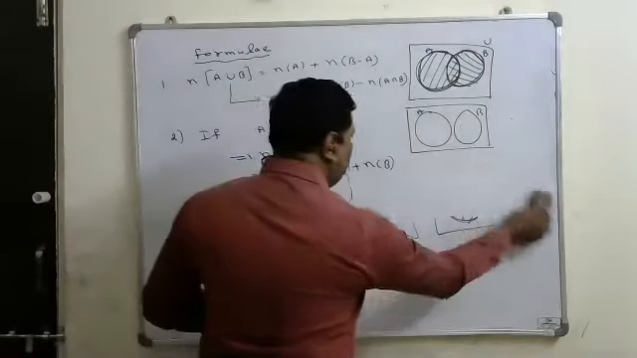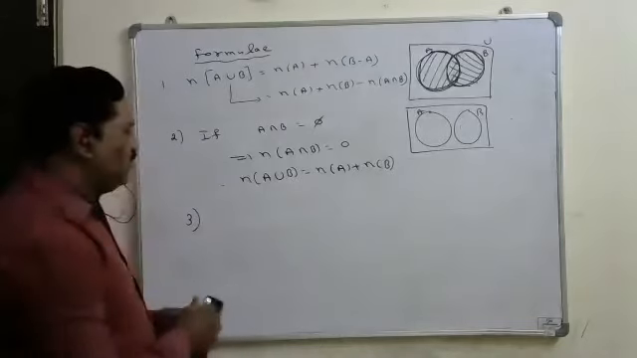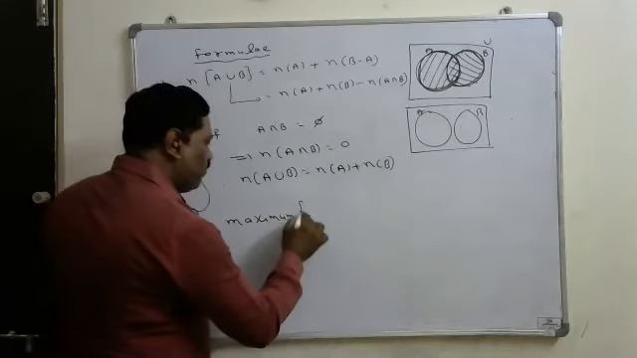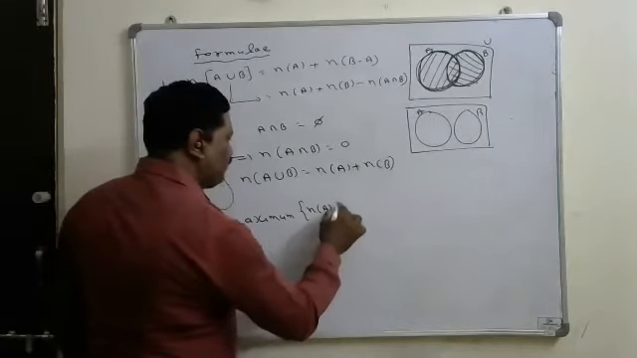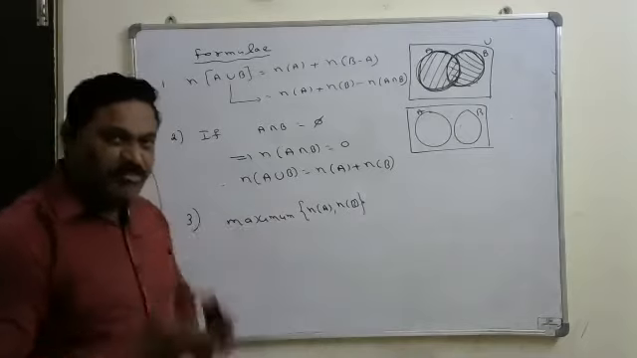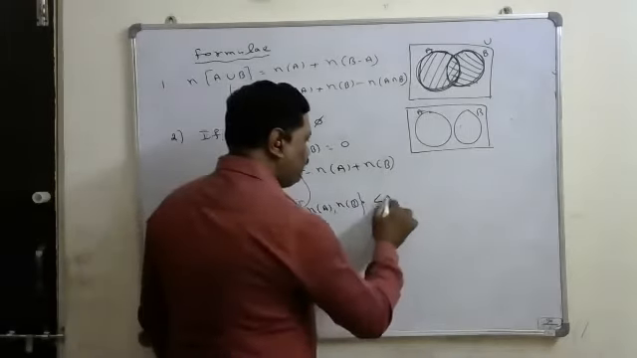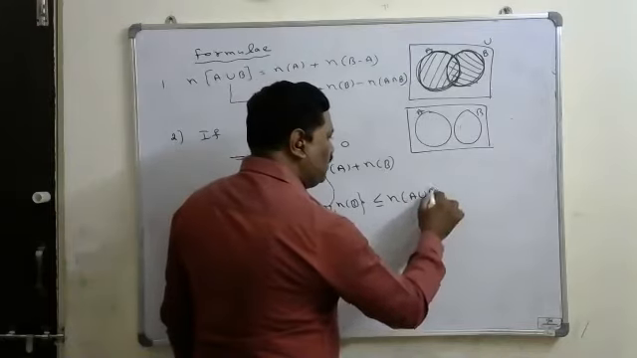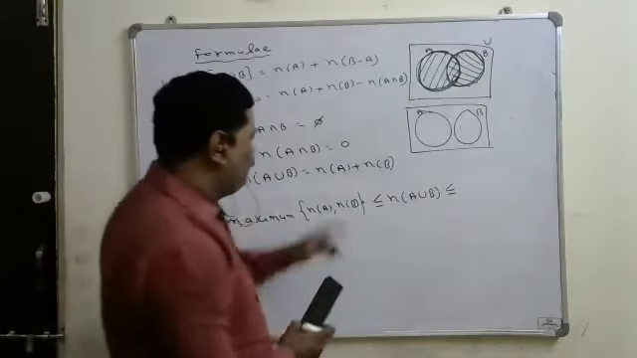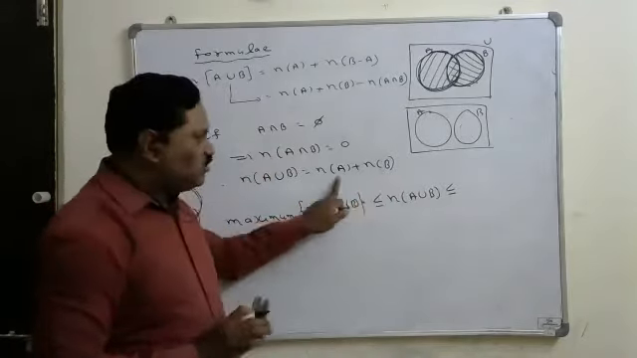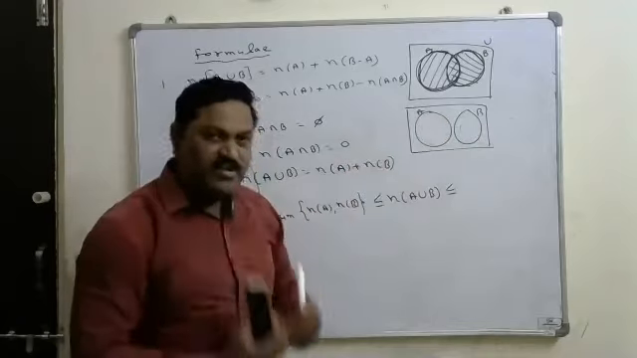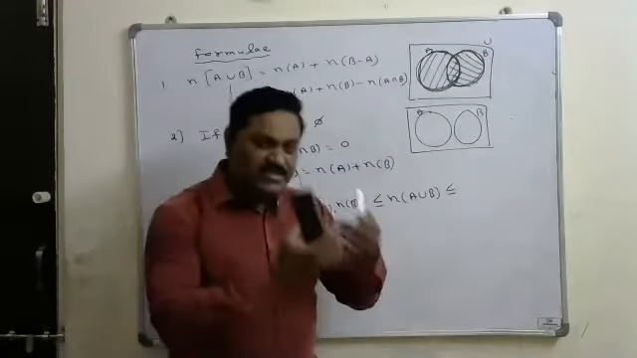That's why the minimum value of n of A union B is the maximum of n of A comma n of B. Out of these two, whichever is the maximum, that will be the minimum value of n of A union B. And its maximum value is n of A plus n of B. But this total summation should not exceed the universal set, because all the sets should be within the universal set.